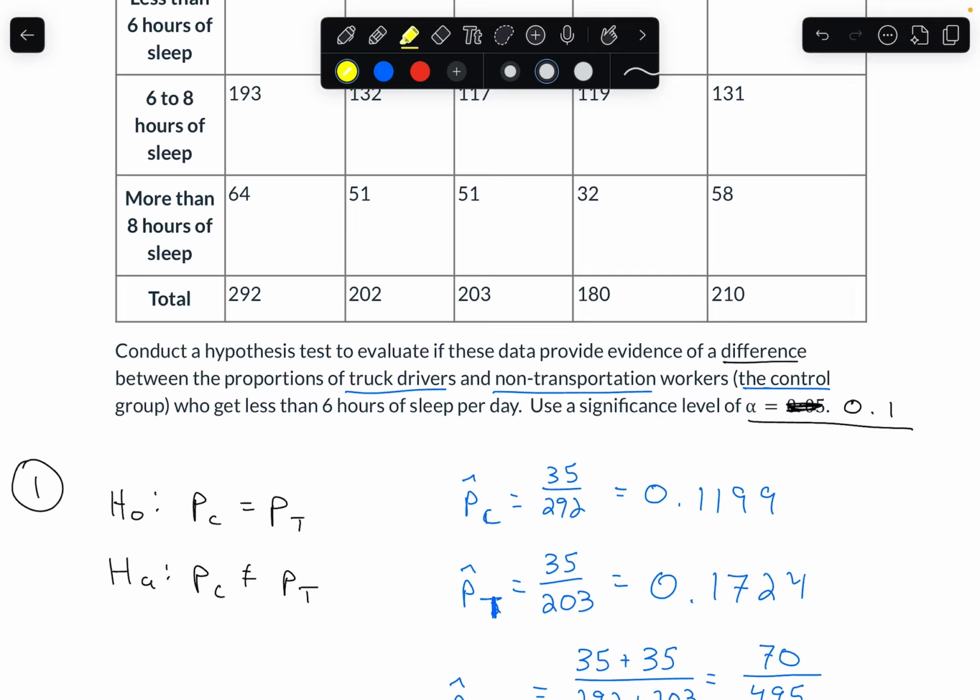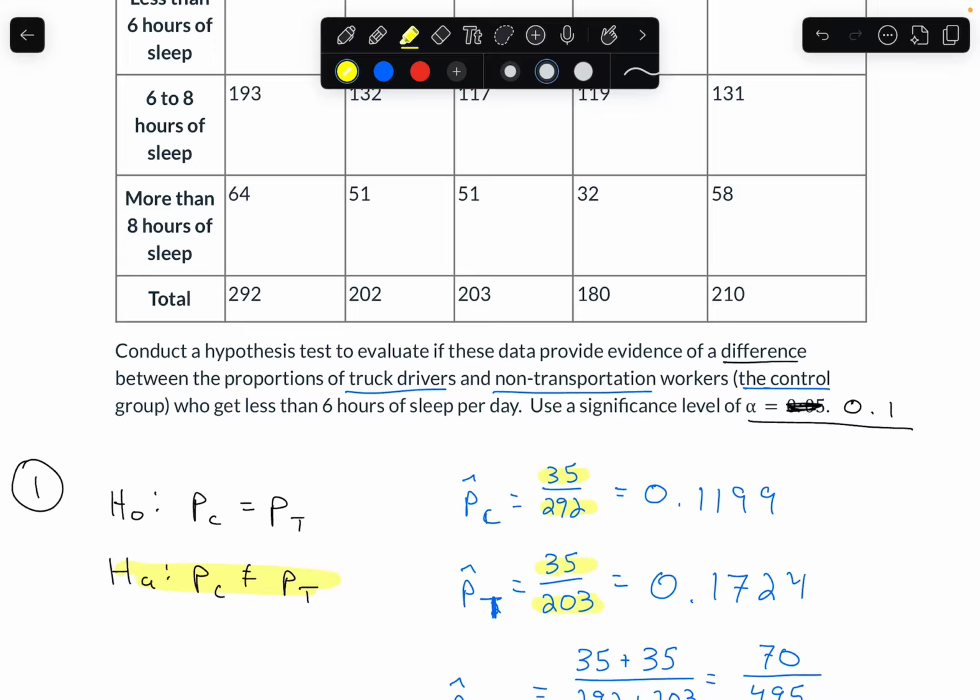We need to know, in this case, what is our alternative hypothesis? So we're doing a two-tailed test here, and then we need to know x1 and n1 and x2 and n2. If you found your p hats at the beginning of the problem, it should be all set. We're just going to be using those.